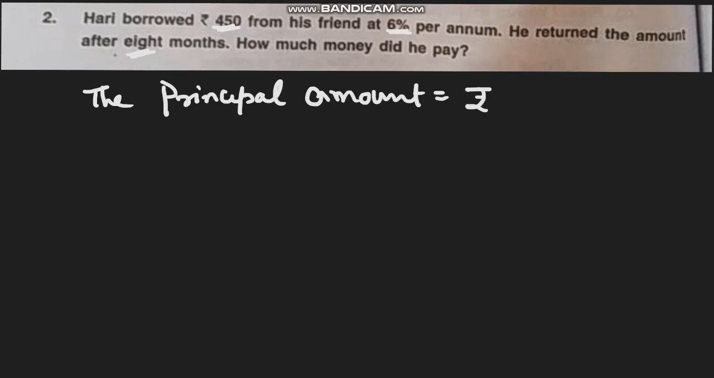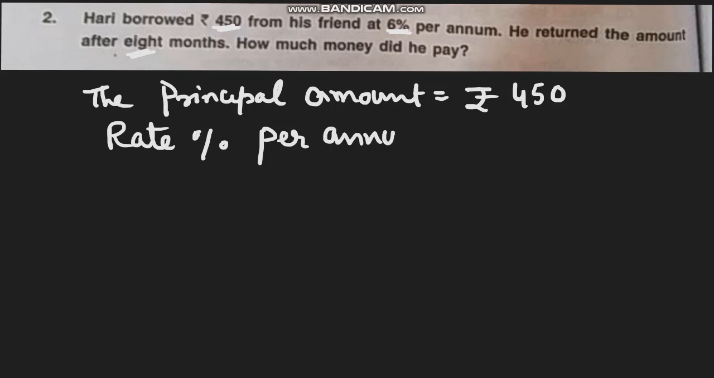See, Hari borrowed, that means borrowed amount is known as the principal amount. Here the principal amount will be equal to rupees 450. Okay, now rate percent per annum, मतलब किस रेट में? हर साल में उसको 100 रुपीज पर एक्स्ट्रा कितना अमाउंट देना है? 6% है.